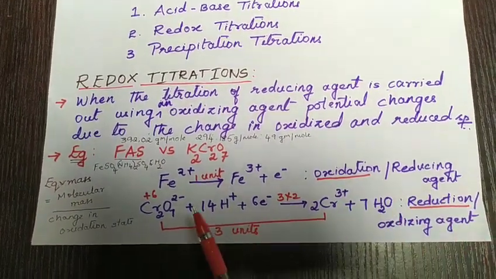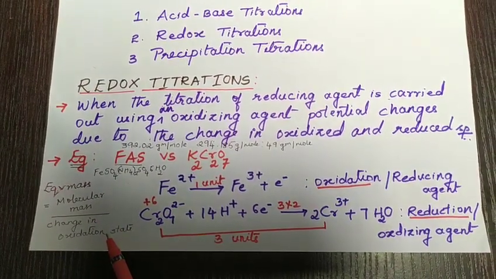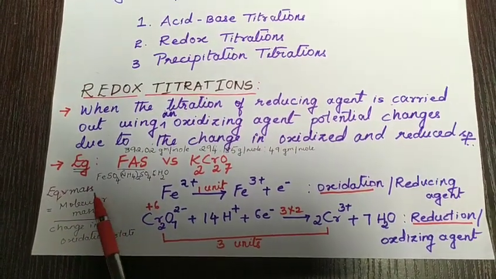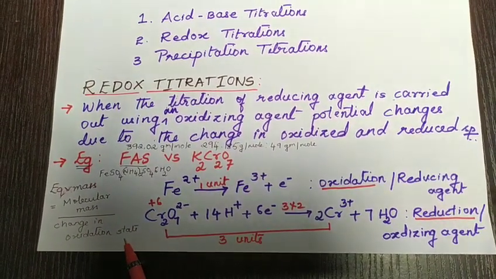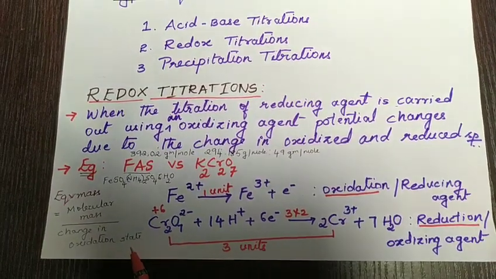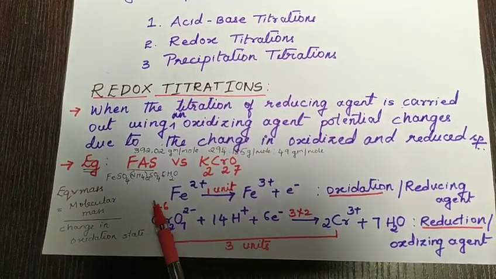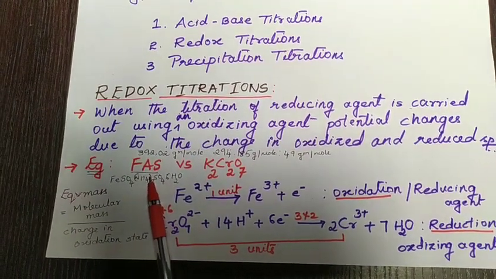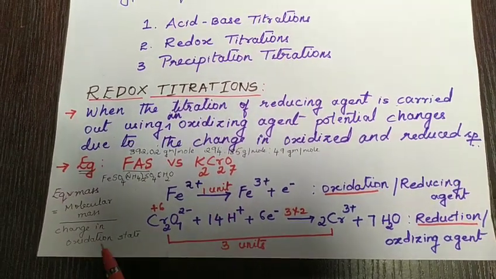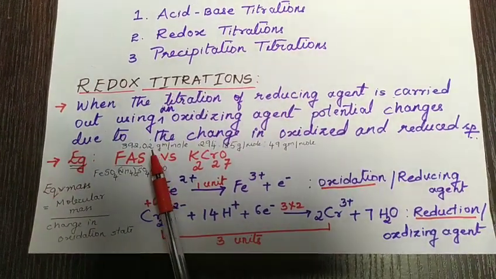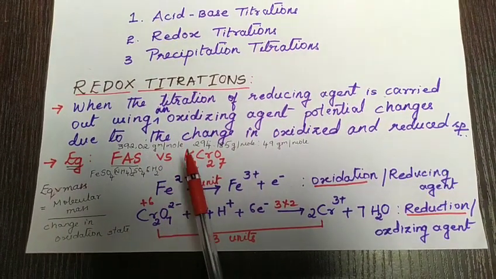So through this, we should know how to calculate the equivalent mass of the reducing and oxidizing agent. The simple formula is equivalent mass equals molecular mass divided by change in oxidation state. We can find out the equivalent mass of any reducing and oxidizing agent. First, let us consider ferrous ammonium sulfate. The molecular mass is 392. The change in oxidation state is 1. Therefore, the molecular mass and equivalent mass of FAS remain the same.